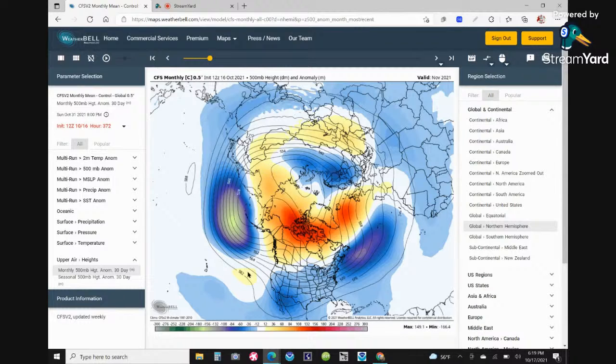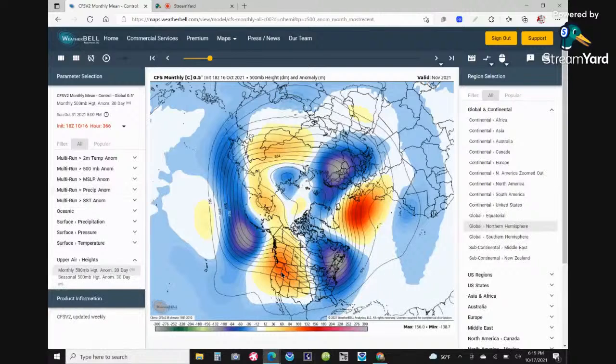But see here, you got this positive back here that's building in. So that tells me when you see that and you see these lines of pressure here buckling to the north, that tells me that this is going to happen. And boom, right here. This is understanding the orientation of the lines of pressure, the thicknesses.